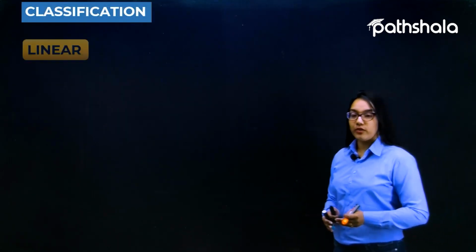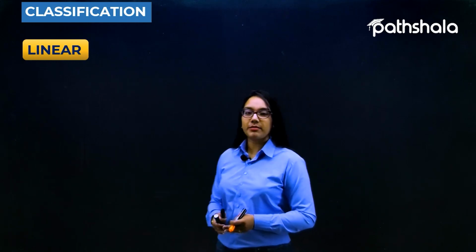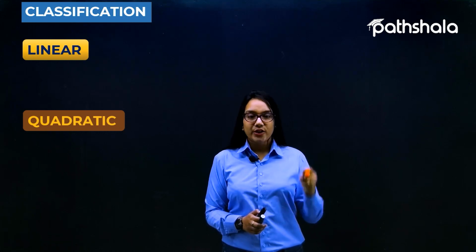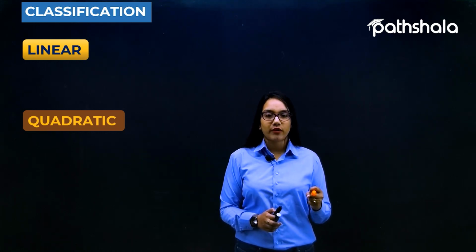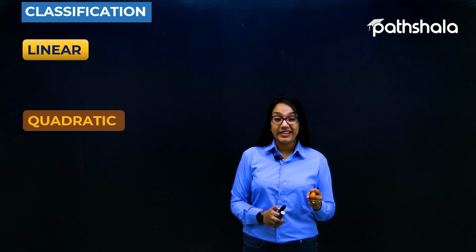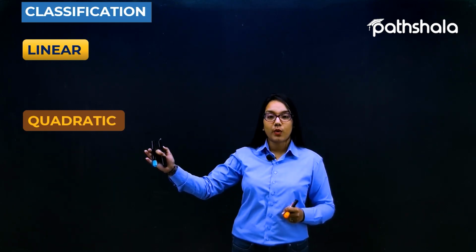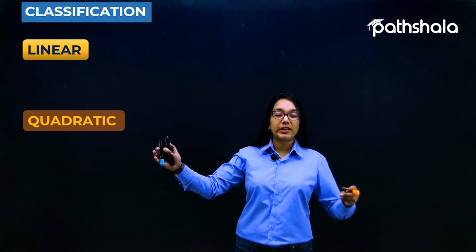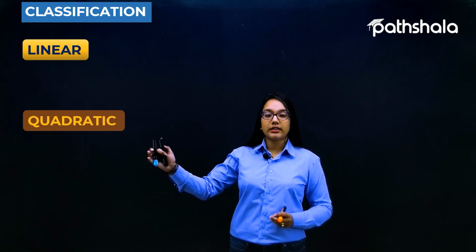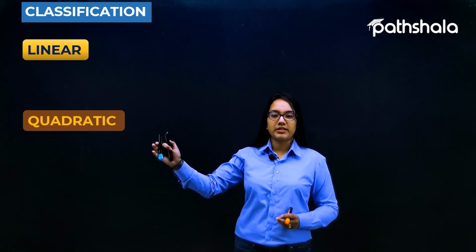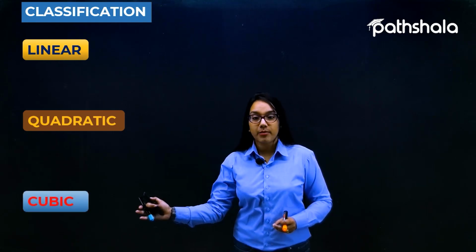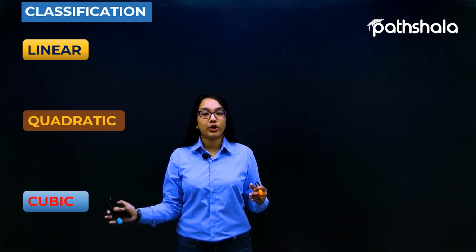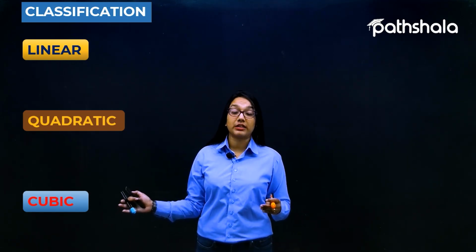First, we are talking about the linear polynomial. What is the meaning of a linear polynomial? The polynomials in which the highest power of the variable is 1 are called linear. And what can we say about the quadratic? If the highest power of the variable, or the degree of the polynomial, is 2, then such polynomials are called quadratic. And what about the cubic? If the highest power or the degree of the polynomial is 3, then such a polynomial is called cubic.